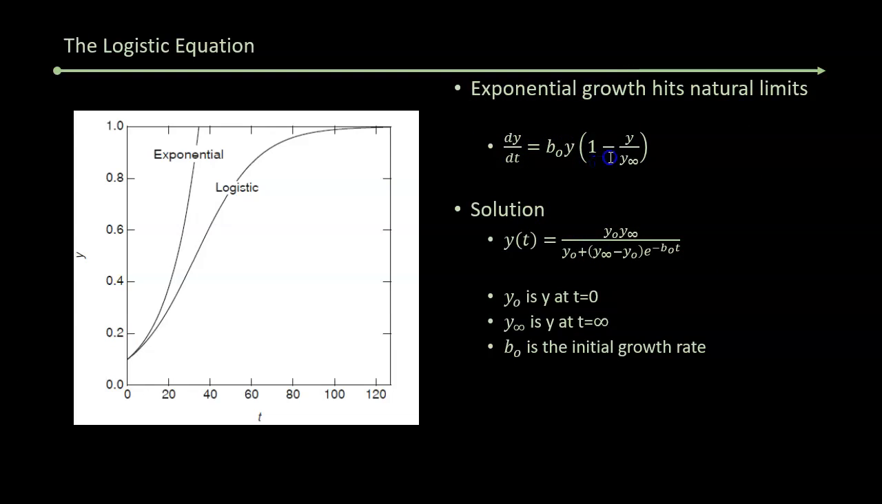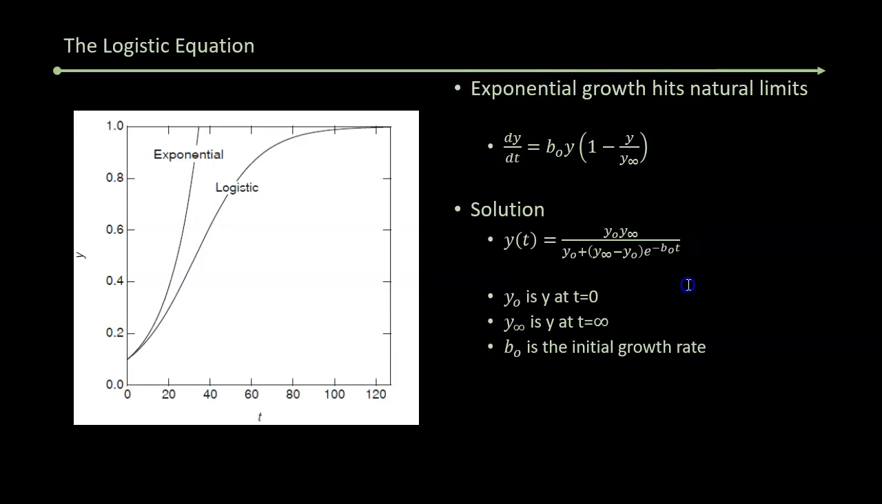Down near the low end, when y is small, the growth rate looks like your growth rate times y, or your growth rate b naught times y. So dy/dt is just b naught y. Well, as y becomes large or approaches whatever its limit is, this y over y naught becomes 1. You get 1 minus 1, and this whole thing tends to 0. The change tends to 0.